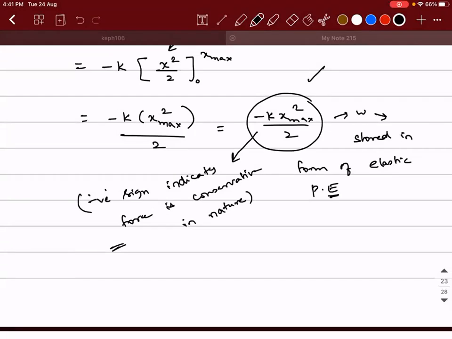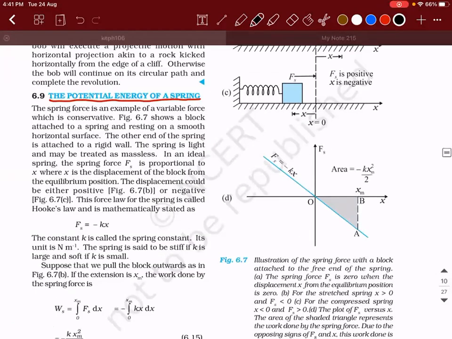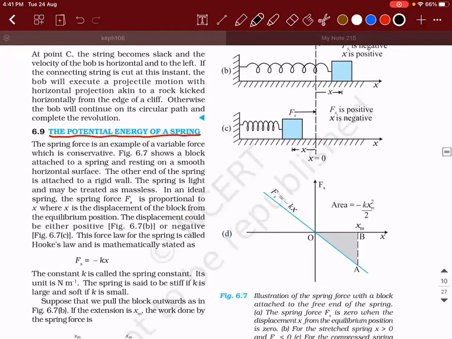So another example of conservative force is the elastic potential energy, that is, sorry, spring force. Spring force is conservative in nature. Now listen, if you try to draw a graph between the force and displacement, then you will get F equal to minus kx. The spring force is equal to minus k into x. And if you calculate this area, then this area will give you the potential energy of that spring. This is a graphical representation.